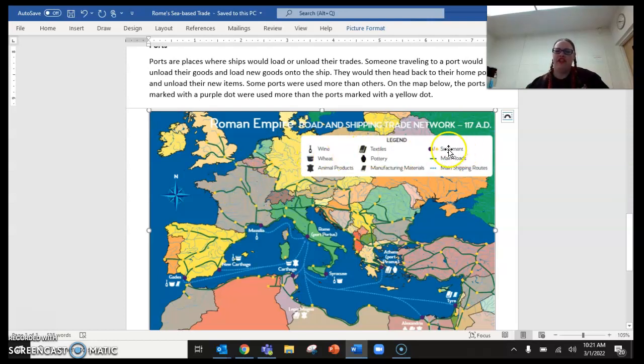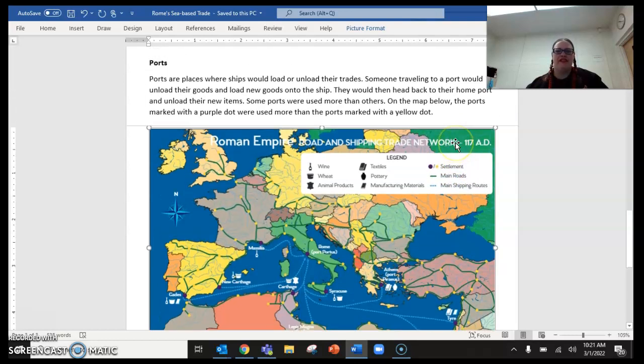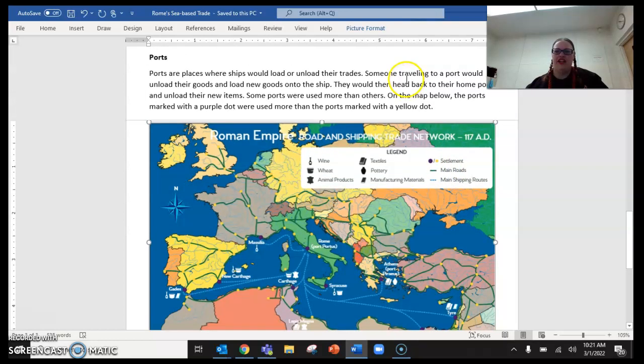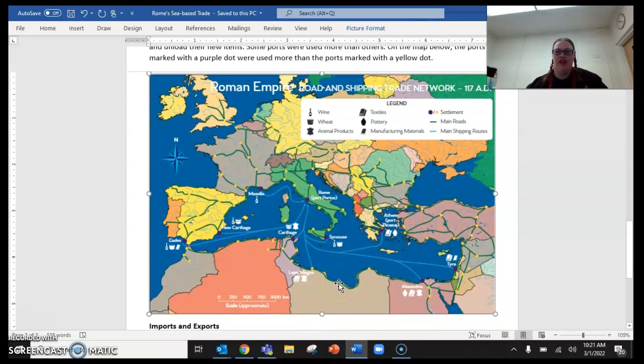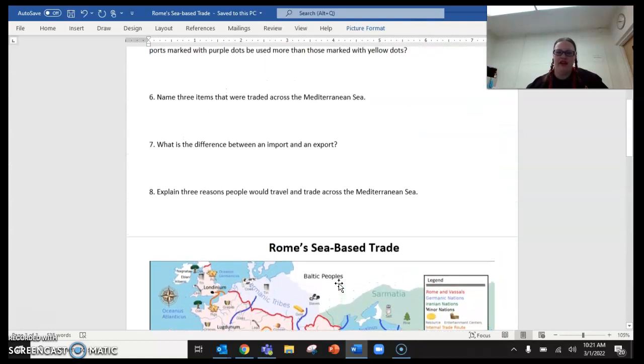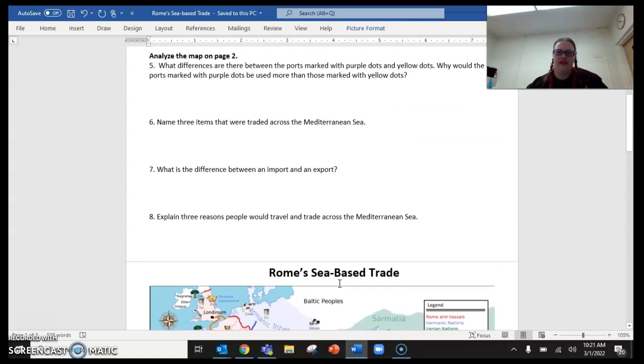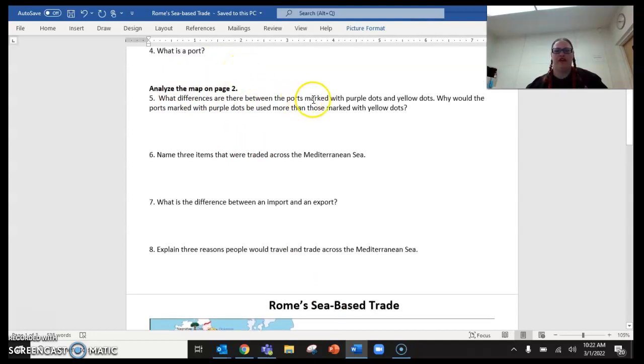So I'm looking at the legend, and it says that if it's marked with a purple or a yellow dot, that it was a settlement, right? So I go back to the text, and it says on the map below, the ports marked with a purple dot were used more than the ports marked with a yellow dot. Isn't that one of our questions? Why? Oh yeah. What differences are there between the ports marked with purple dots and yellow dots? And then why would the ports marked with purple dots be used more than those marked with yellow dots?